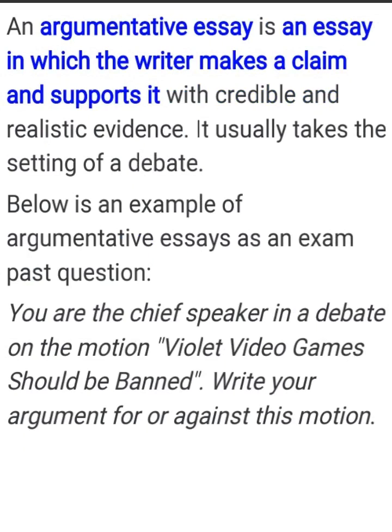And it's very easy to recognize in an exam. You see a sample question: you are the chief speaker in a debate on the motion. That's already told you that it's argumentative. So when you hear debate, it's an argumentative essay. You are the chief speaker in a debate on the motion, violent video games should be banned. Write your argument for or against this motion.